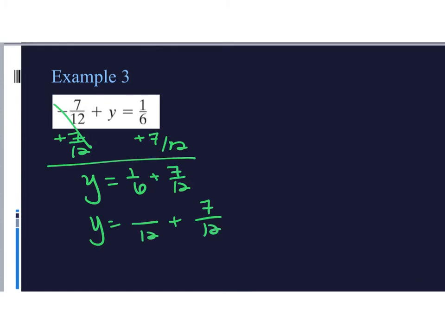So I multiplied 6 by 2, which gives me 2/12, and this tells me then that y is going to give me a positive 9/12, because 2 plus 7 is 9, and my denominator stays the same. And 9/12 will simplify because 3 will go into both. So this leaves me with 3/4.